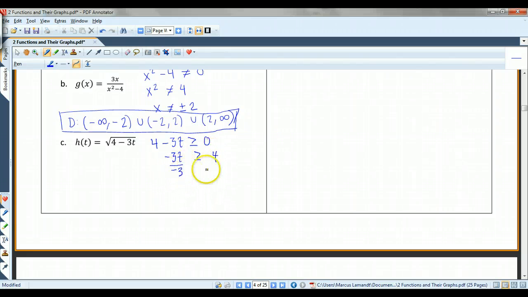Now I'm going to divide by negative 3. Hopefully you guys remember when you divide by a negative number, the inequality sign switches. So t is less than or equal to 4 over 3. So the domain is negative infinity to 4 over 3. Now in this case, because it's less than or equal to, remember, this bracket means it includes that number. So before I was only using parentheses, but here, because it could also equal 4 over 3, I'm going to use a bracket.